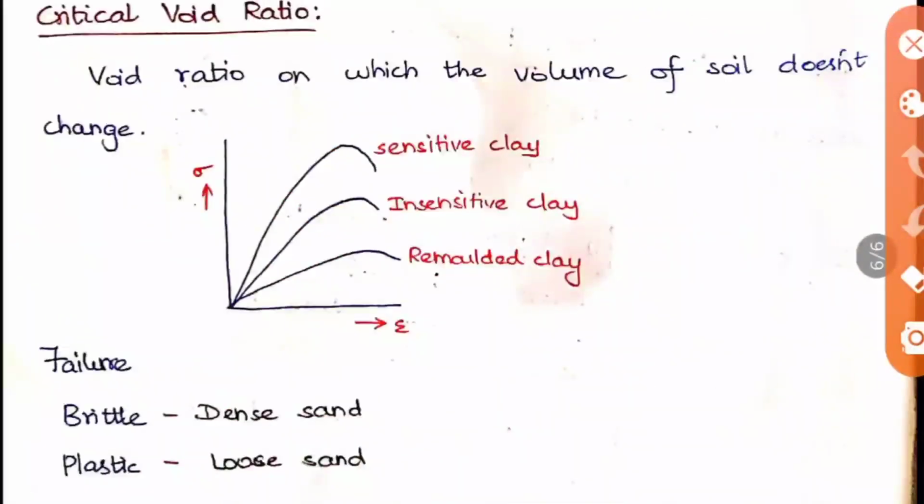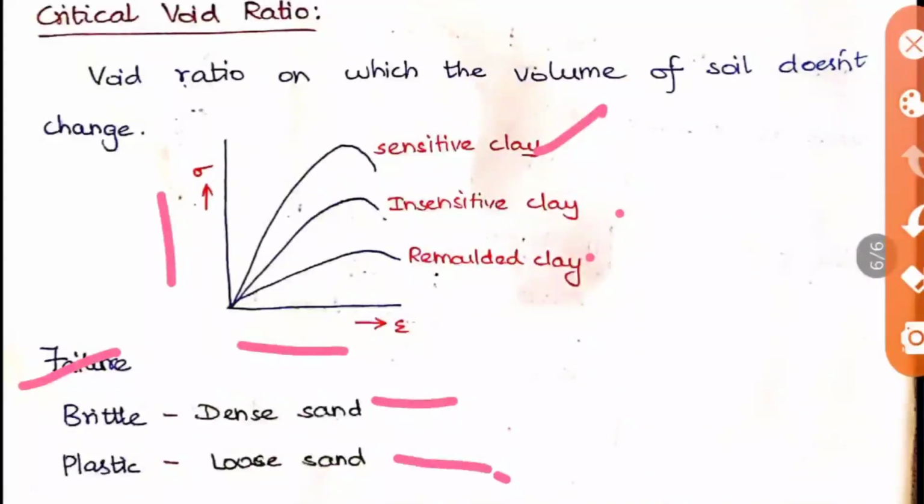So let us see something about the critical void ratio here. The void ratio at which the volume of the soil doesn't change, that only we call the critical void ratio. Here they have taken stress and strain, showing how clays differ in the stress strain curve. For sensitive clays, there is a maximum peak of stress, then insensitive clay, and then the remolded clay. And the type of failure for sand is given here: for dense sand the failure will always be brittle, and for loose sand the failure will always be plastic.